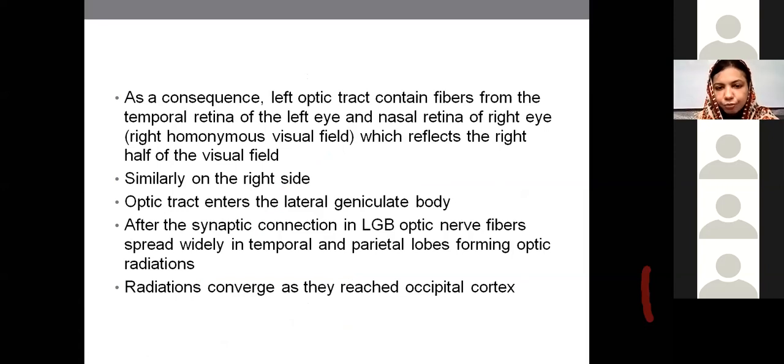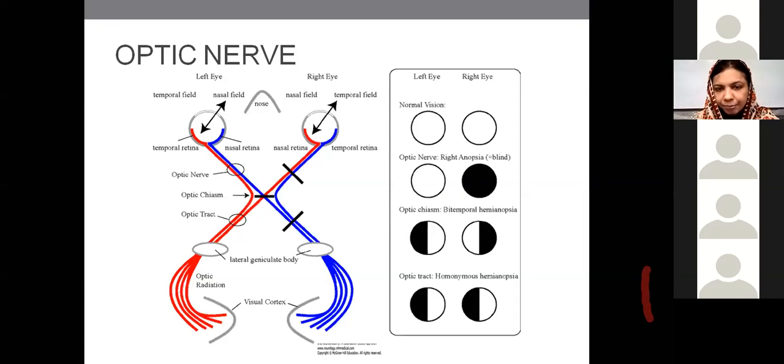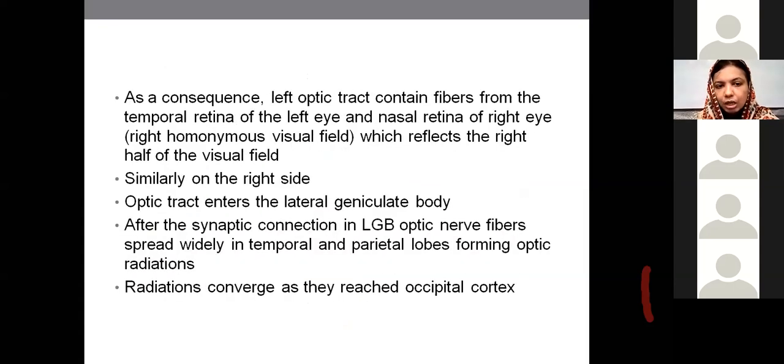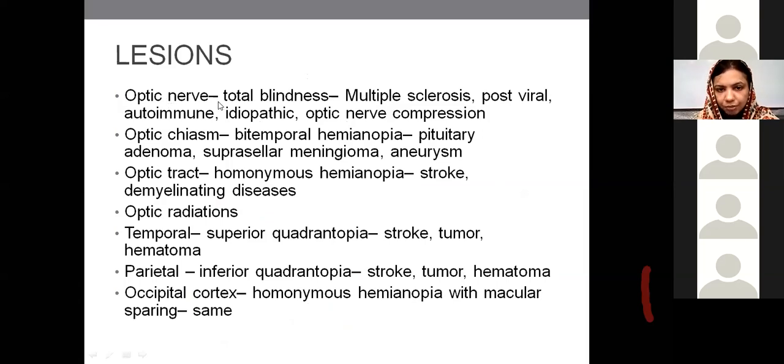It's very hard to say individually, so after this, we will discuss the visual field defects, what problems occur. Number one is the optic nerve, which results in total blindness. Optic chiasm results in bitemporal hemianopia. Optic tract causes homonymous hemianopia, right? Optic radiations are divided into two parts, temporal and parietal. Temporal is responsible for the superior quadrantanopia. Parietal is responsible for the inferior quadrantanopia. And then the occipital cortex, which is responsible for the homonymous hemianopia with macular sparing.